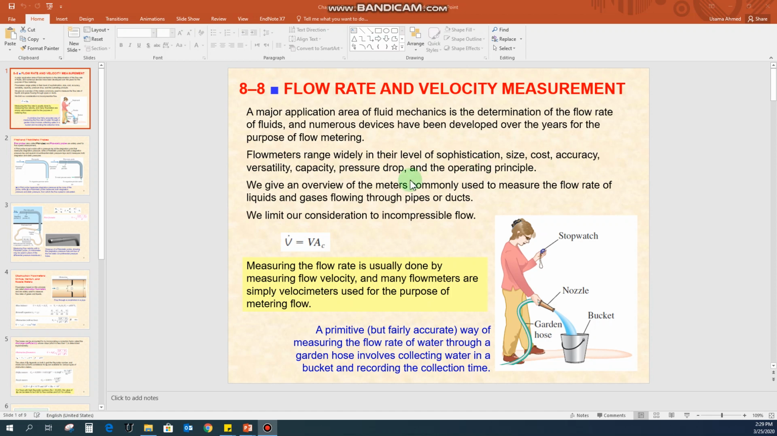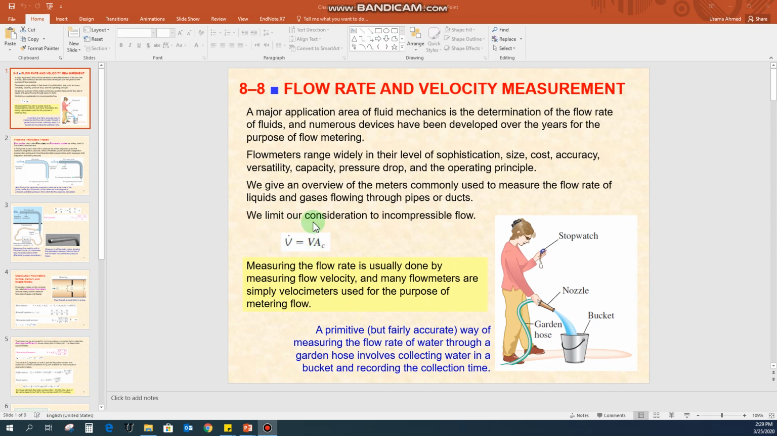We give an overview of the meters commonly used to measure the flow rate of liquids and gases flowing through pipes or ducts. So we will study in this section how we can measure the volumetric flow rates of liquids and gases in pipelines and in ducts. We limit our consideration to incompressible fluids, so we will only talk about incompressible fluids, mainly liquids.